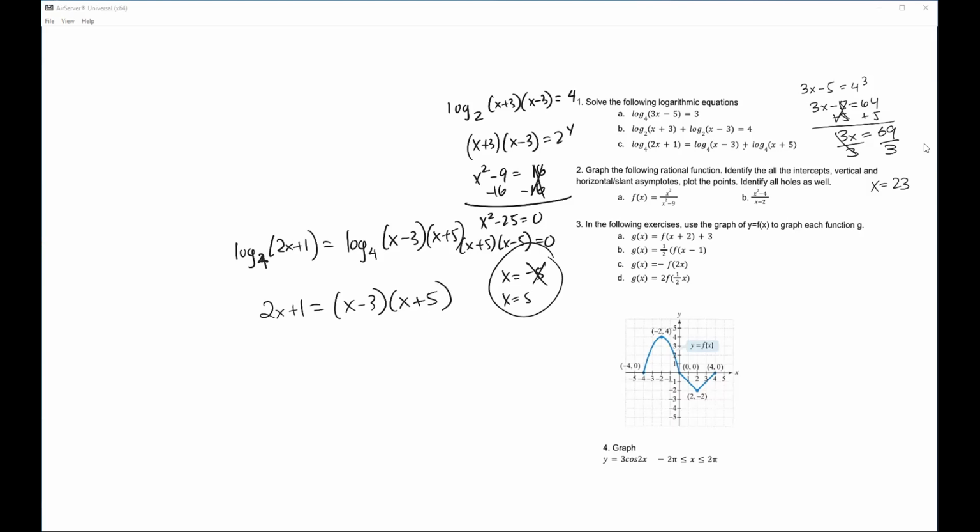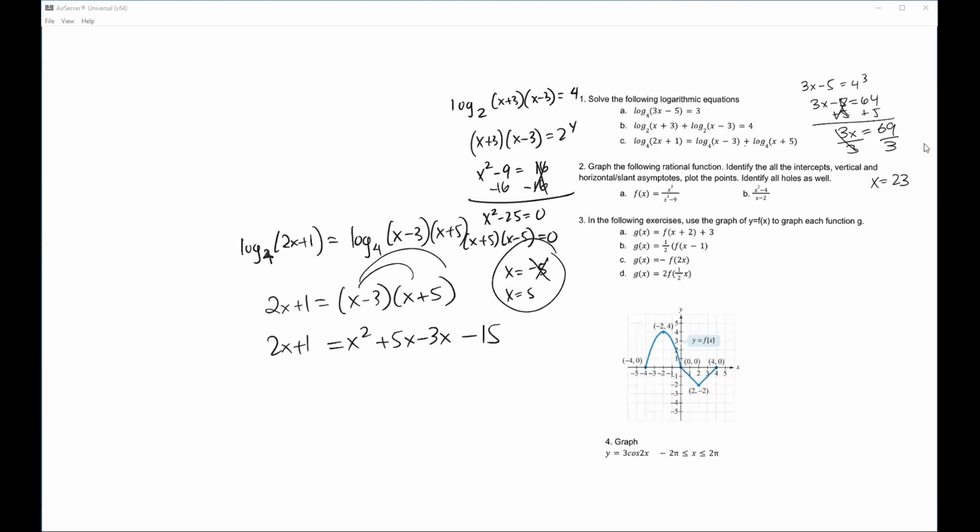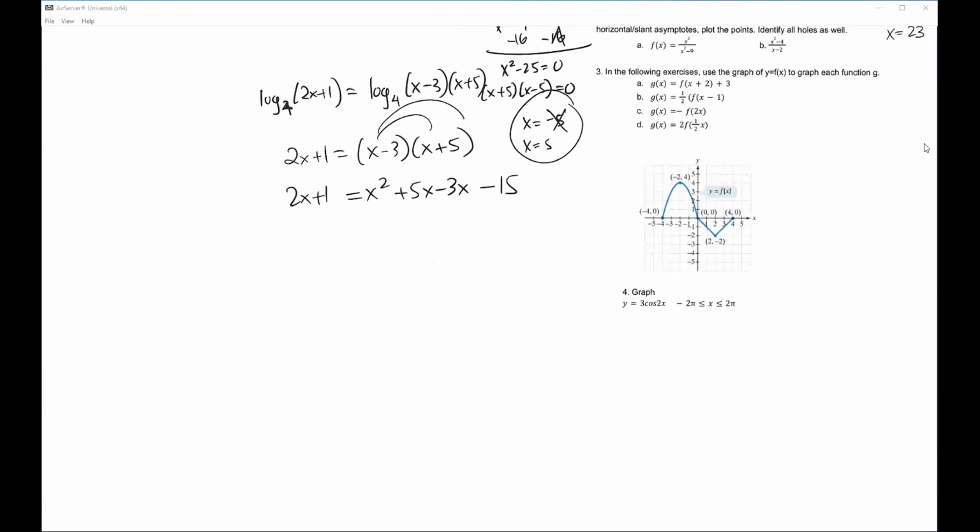Then multiply this out. So it'll be x squared plus 5x minus 3x minus 15 is equal to 2x plus 1. Let's combine like terms. x squared plus 2x minus 15. Subtract the 2x. Subtract the 1. You get x squared minus 16 is equal to 0.